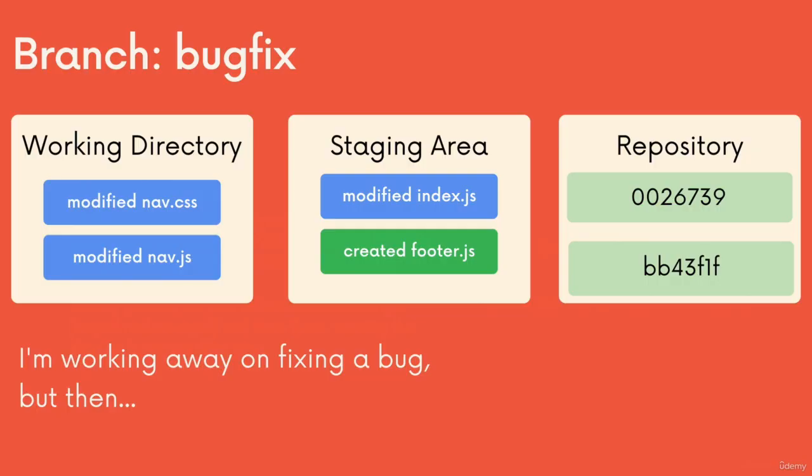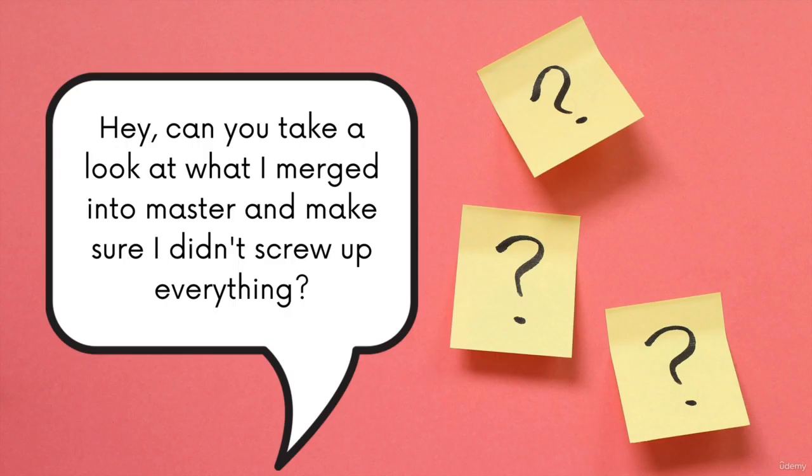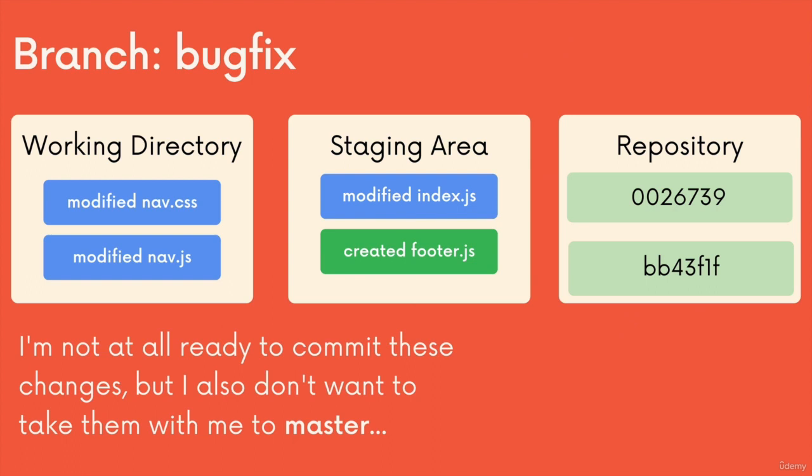So let's say I'm on the bug fix branch. You can see I've got the working directory, some changes I've made. I've modified 2 files. I've staged 2 files, but I'm still not ready to make a commit for whatever reason. And then here's the actual repository with our commits. And I'm working on fixing a bug, but then one of my coworkers needs help. He says, hey, can you take a look at what I merged into master, make sure I didn't screw up everything?